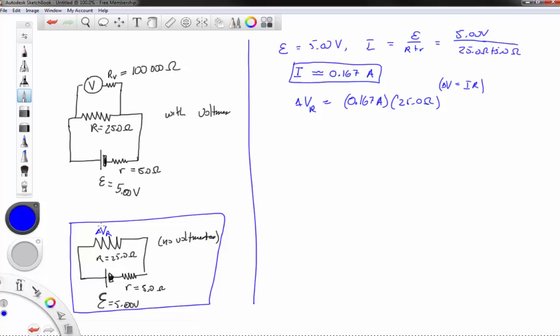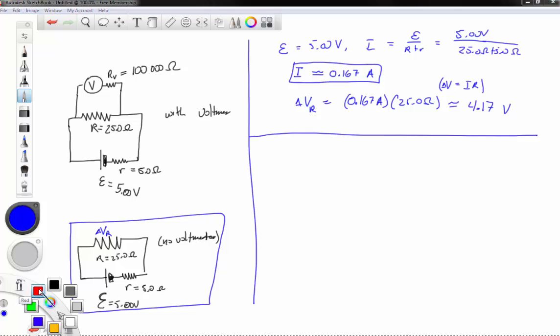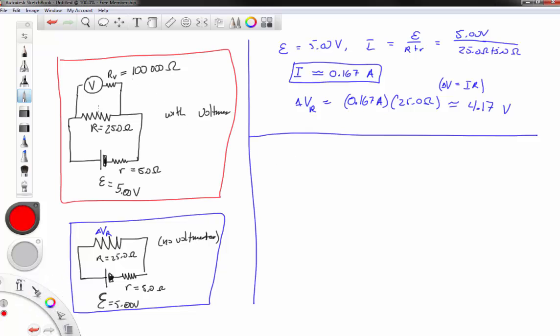So plug that into your calculator, and what do you get? You get basically a total voltage drop of about 4.167. So we'll call this 4.17 volts. Okay, so that is the case with no voltmeter attached. What I want to do now is look at what happens when you have the voltmeter connected in parallel with the device that you're measuring, which is this resistor.